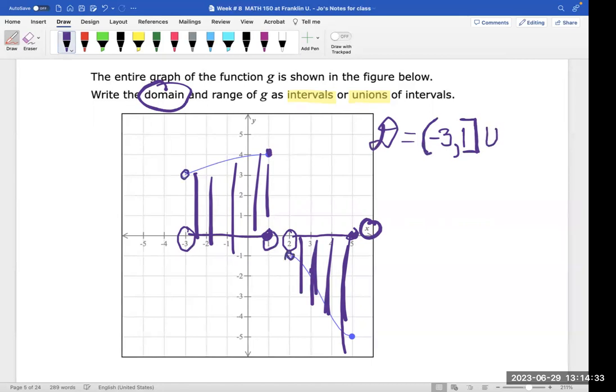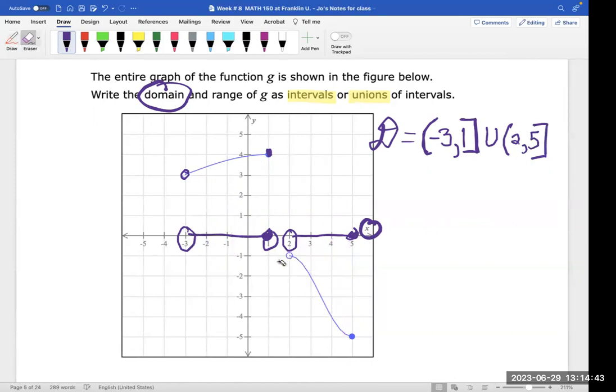Or I also have open 2 up to closed 5. So there's where I have all of my values for my domain. Now the outputs, if I were to list all of the points that make this relationship here, or this one actually is a function.